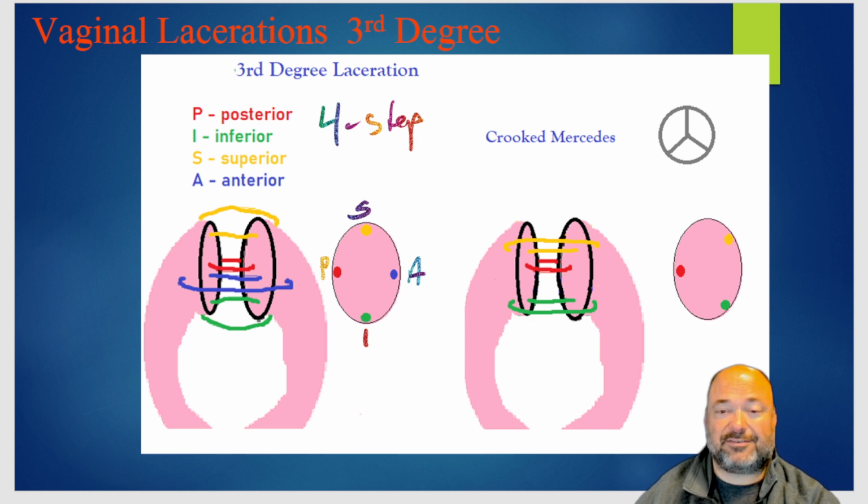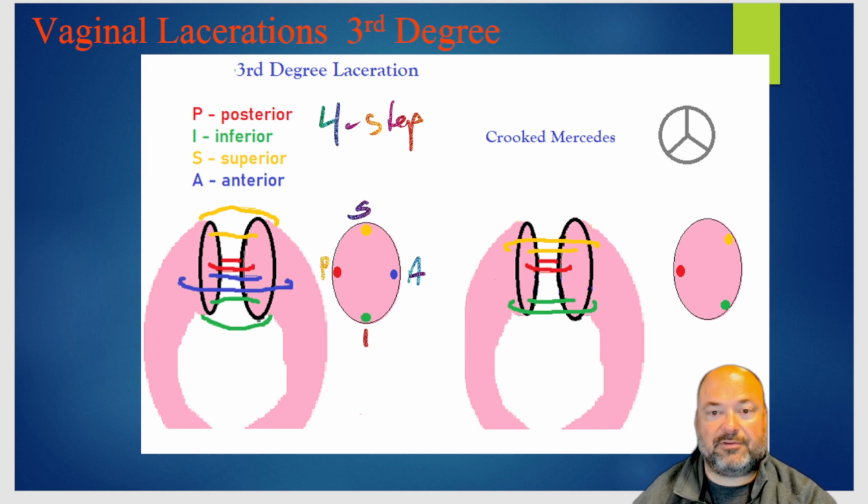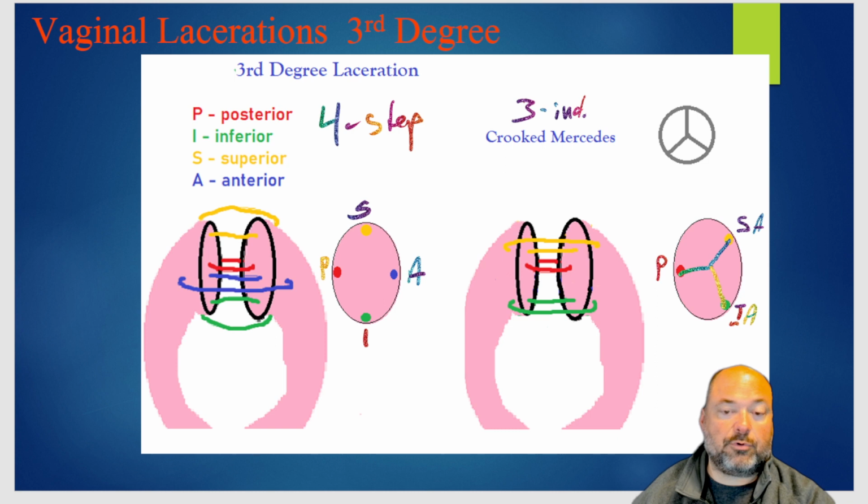I find that it's just really difficult to get 4 interrupted sutures in such a small space and with such a relatively small cross-sectional area of muscle. So I tend to do the crooked Mercedes symbol, which is a kind of 3-step approach, so 3 interrupted sutures. I do start off with that posterior here in red, but then I do a little bit of a superior anterior, and then kind of an inferior anterior like that. And again, this makes up kind of my crooked Mercedes. So 3 areas instead of 4. If you can get 4 in there, that's fine. That's a lot of suture material that's passing through the sphincter itself.